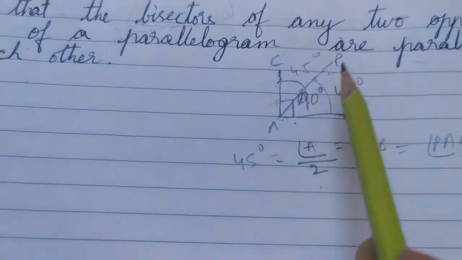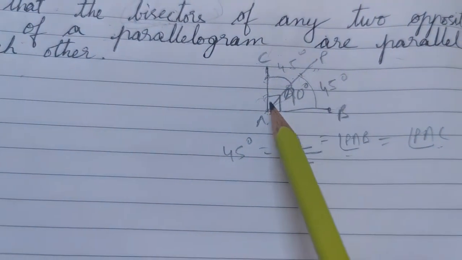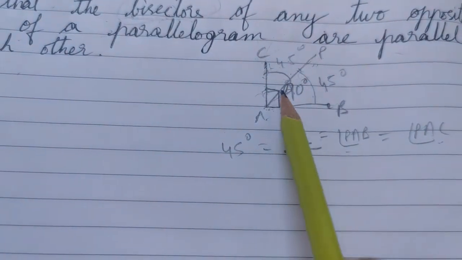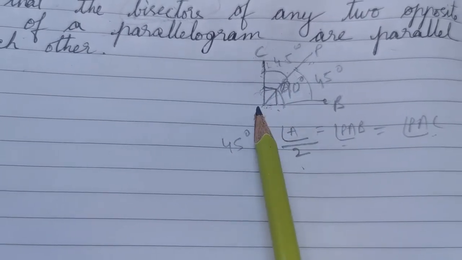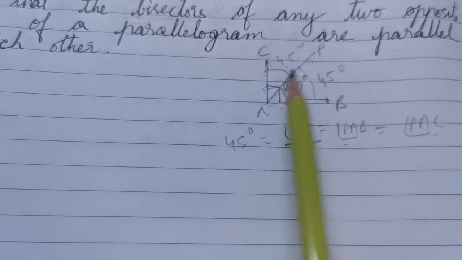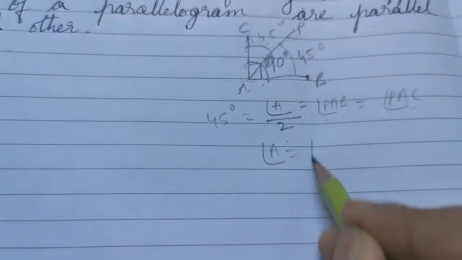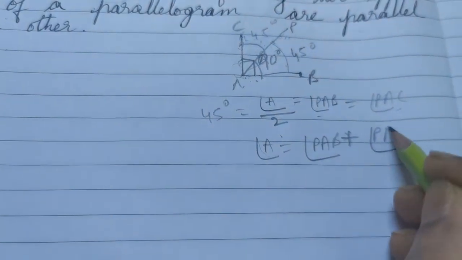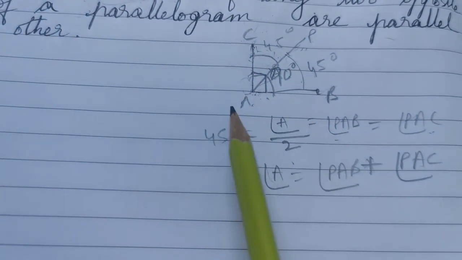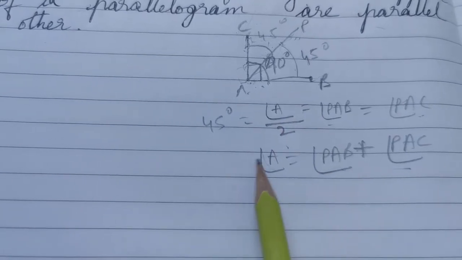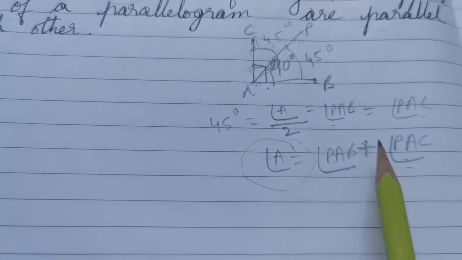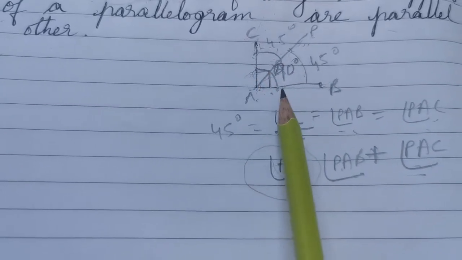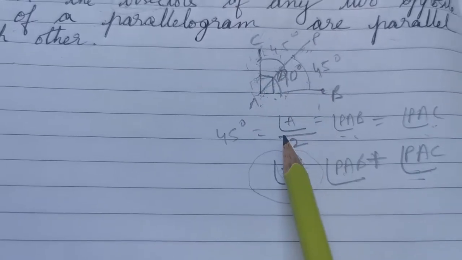So hope you understand now. Angle bisector is a line which will divide one angle into two equal parts. So PAB is half of angle A and PAC is half of angle A. So angle A is formed by adding angle PAB and angle PAC. This is what is meant by angle bisector. The sum of these two angles will give you angle A, and these two parts will be equal also. So an angle bisector is a line which will divide one angle into two equal parts.